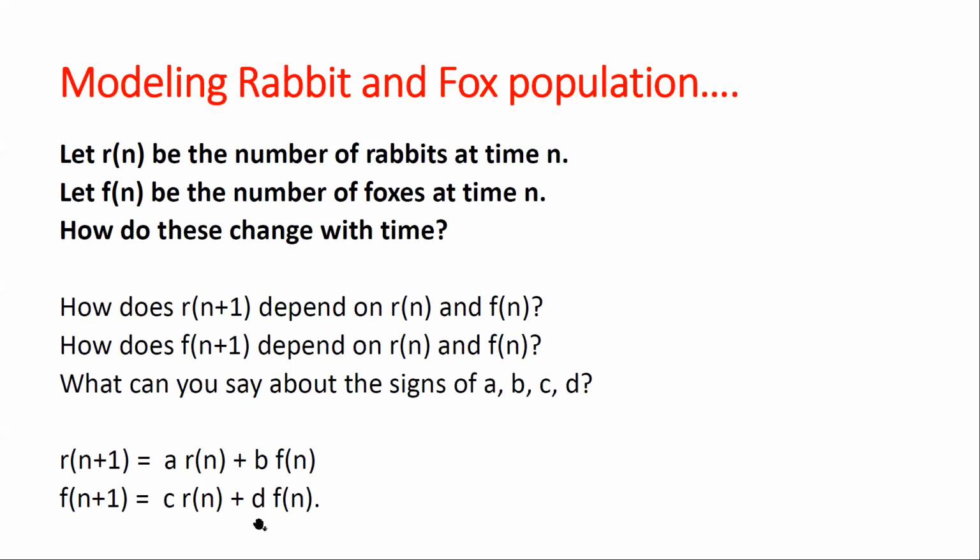Yeah, I do think D should be positive as an initial thing. Maybe the foxes are reproducing, or the foxes just aren't dying. If the foxes just don't die, then they would just move on and D would be at least 1. What about A and C?